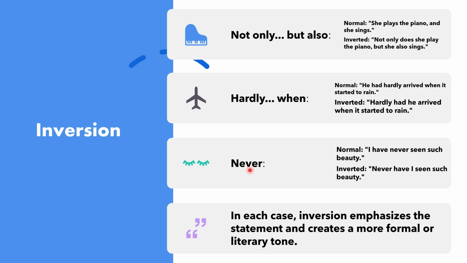Never. This word, I guess, you hear a lot in movies. Like when we say, I have never seen such beauty. Yeah, we may hear that sometimes, but remember when some actors actually say, never have I seen such beauty, or never have I ever seen such beauty. I'm sure you hear that a lot. So never have I is much more attractive than saying I have never. So this inversion will make your writing more formal and give it a literary tone.